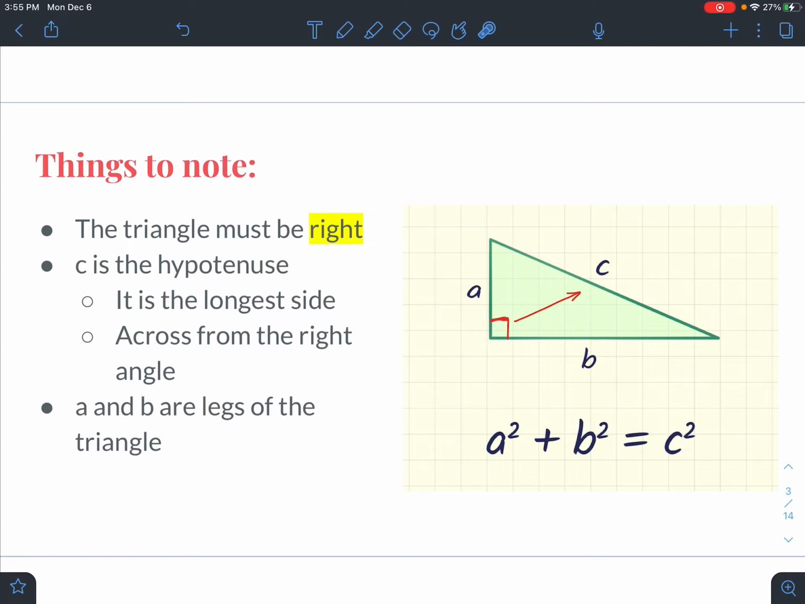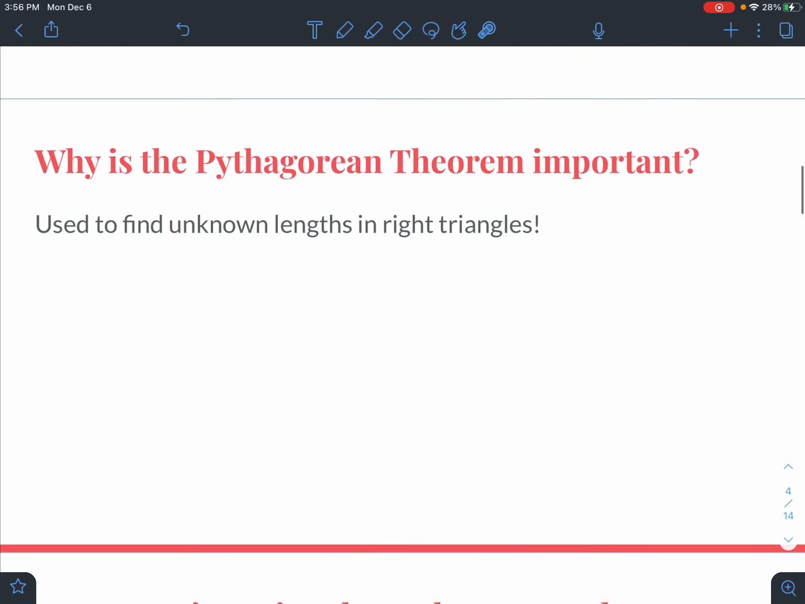And then when you have a problem and you need to identify which sides are the legs and the hypotenuse, c is always the hypotenuse, and it'll be the longest side, and it's across from the right angle. And then a and b will be the legs of the triangle. Why is the Pythagorean theorem important? It's important because we can use it to find unknown lengths in right triangles. So let's do a few example problems of that.